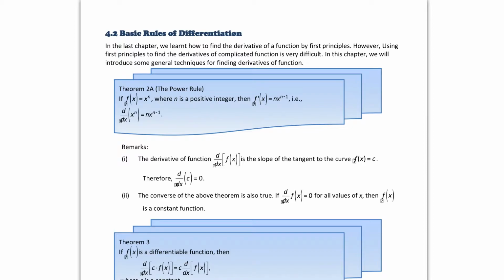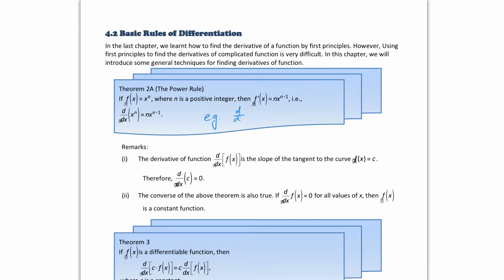For example, the first theorem is called the power rule. If we have a function f of x, which is equal to x to the power n, where n is a positive integer, what is the value of the derivative of this function? f dash x is n times x to the power n minus 1. Okay, let me give you one example.